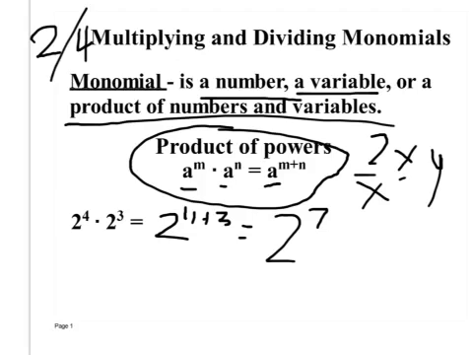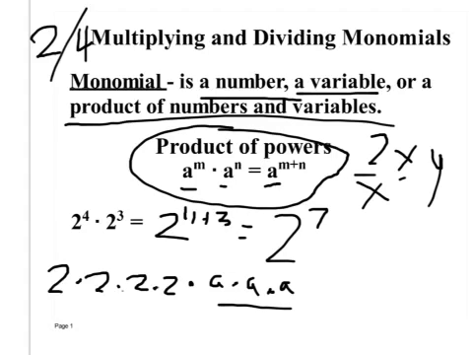If this is confusing to you, here's what you could do. Is this the same thing as 2 to the 4th? Yes. Is this the same thing as 2 to the 3rd? Yes. What is it now? 2 to the 7th. Is that the same thing?